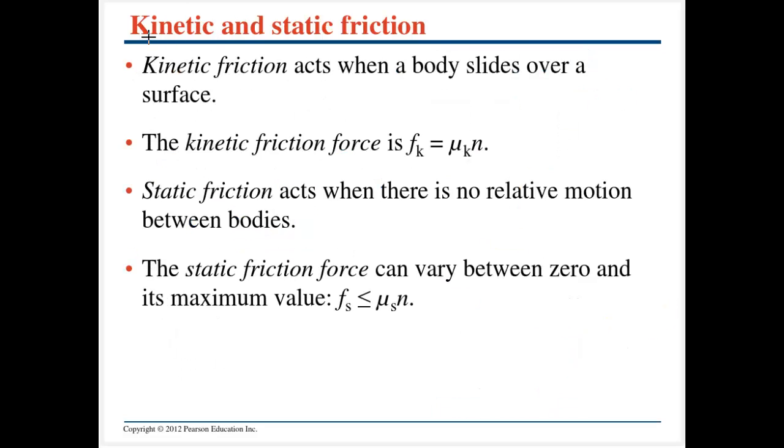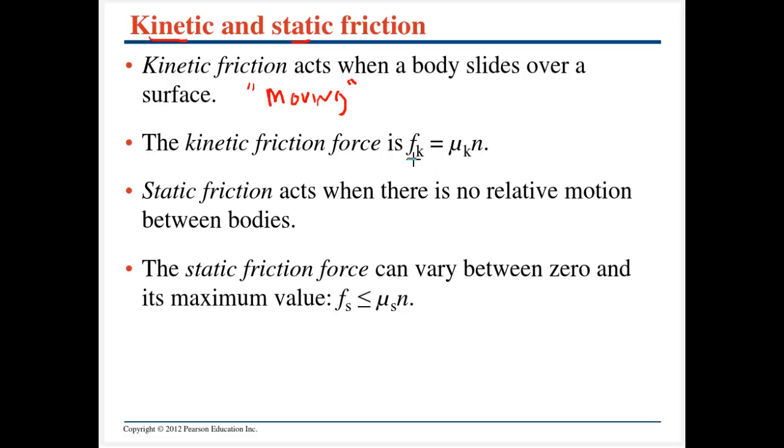The two types of friction that we're going to talk about are kinetic friction and static friction. The key to using these two types is to figure out which type of friction you want to use when you're considering your frictional force. Kinetic friction acts when a body slides over a surface, so it would be when something is moving.